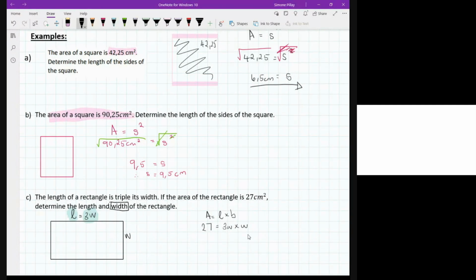But what is happening to this W over here? We're multiplying it with 3W. So what is 3W times W? 3W, ma'am, because there's an invisible 1 in front of the W. Yes. Okay, so you're right.